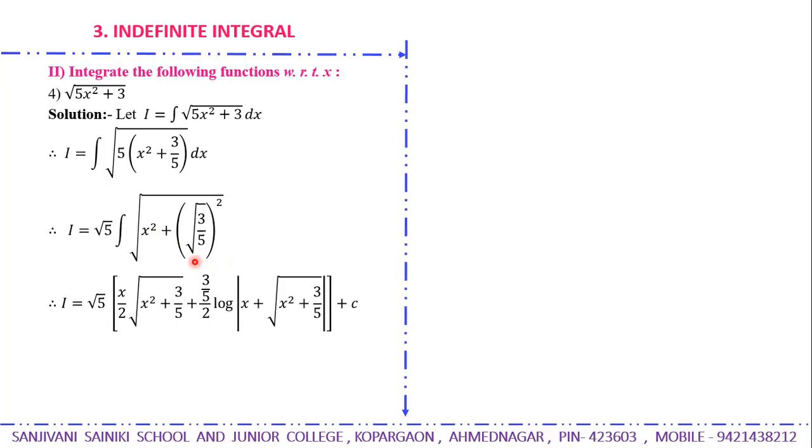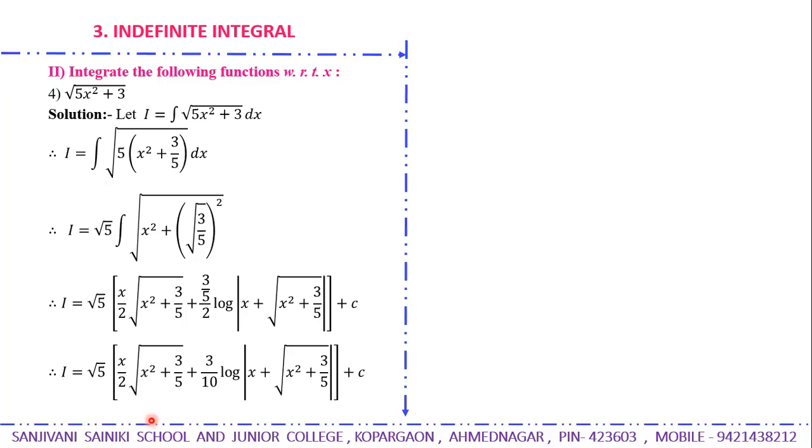And the formula is a standard integral found using by parts: x by 2 root x square plus a square, plus a square by 2 log of x plus root x square plus a square. Use this formula. Here a square is nothing but root 3 by 5 bracket square. So use this formula and you will get the answer: root 5 into x by 2 root x square plus 3 by 5, plus 3 by 10 log of modulus of x plus root x square plus 3 by 5, plus c.